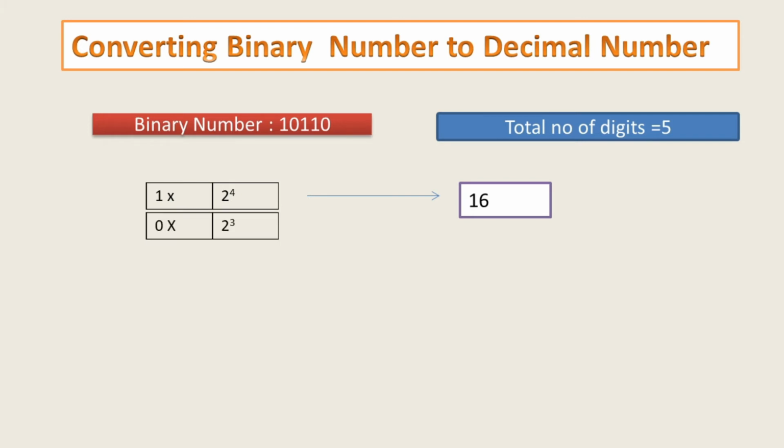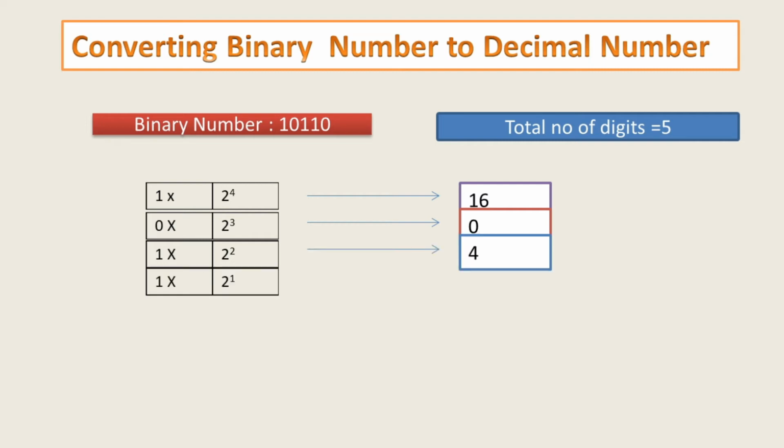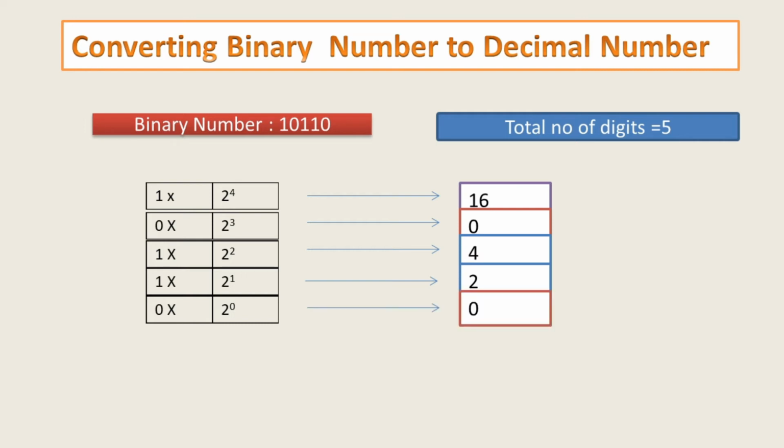Then 0 is the second digit. We multiply it by 2 to the power 3, so it will be 0 only. Then 1 into 2 to the power 2 will be 4. Then 1 into 2 to the power 1 is 2. And 0 is the last digit. Sorry, 0 into 2 to the power 0 is 0.